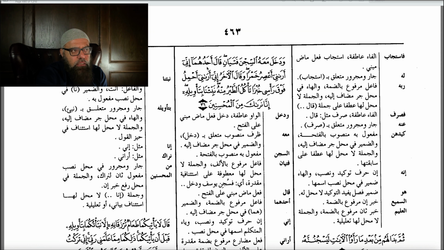The first sentence is fi'l, fa'il, maqula, قال أحدهما إني أراني أعصر خمرا. The maqula is inna, ism of inna, and khabar of inna. The khabar of inna is a verb of the heart. Its fa'il is the ana, mustatir. The maf'ul bihi number 1 is the ya, and maf'ul bihi number 2 is a full sentence, a'siru khamran, which then further divides into a fi'l, a fa'il, and a maf'ul bihi. And this is the sentence we did in the video, fi'l fa'il maqula.